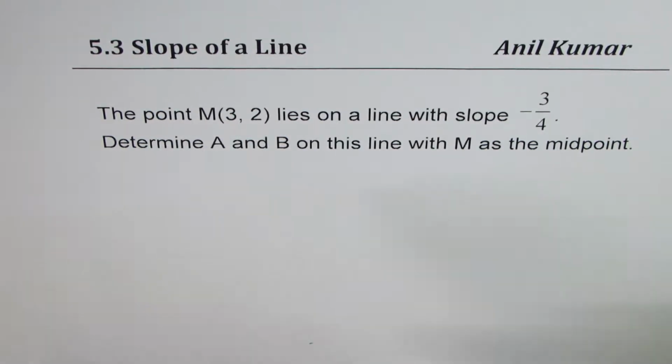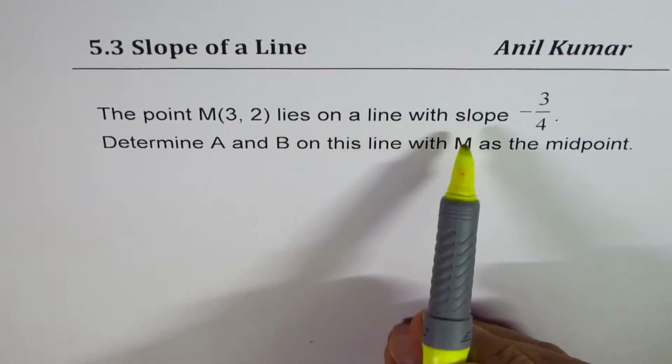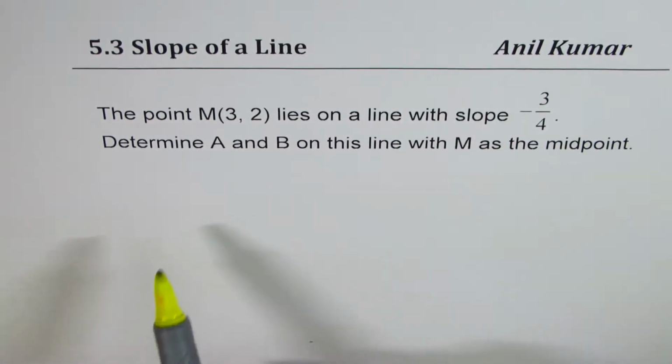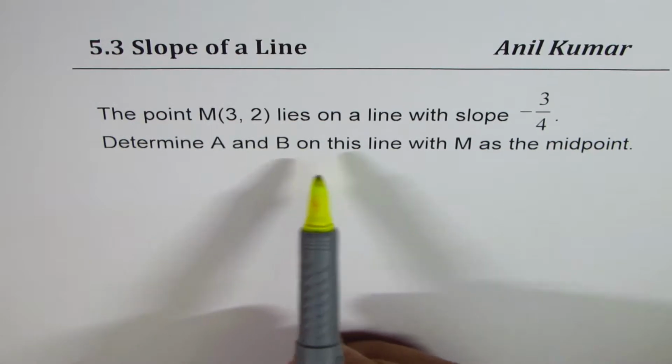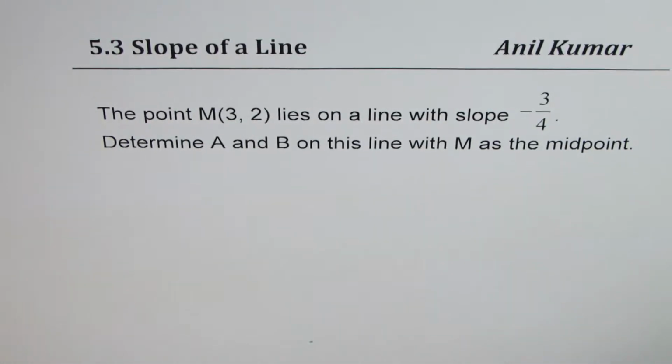The question here is, the point M (3, 2) lies on a line with slope minus 3 over 4. Determine A and B on this line with M as the midpoint. You can always pause the video, answer the question, and then look into my suggestions.